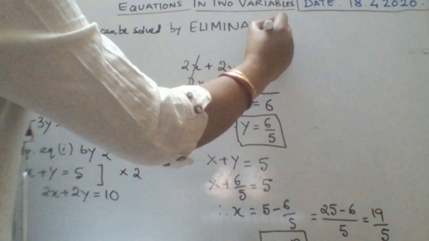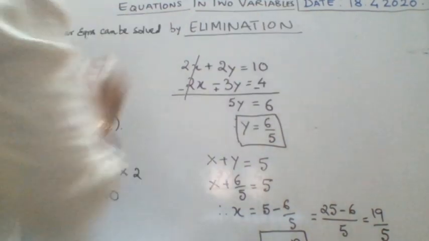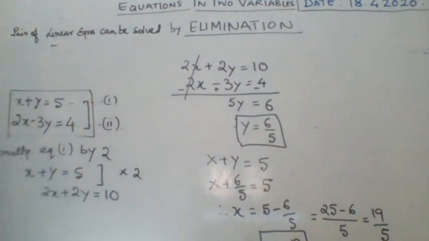Yesterday we have done substitution. Now today we are doing elimination. So elimination means removing. These are the two equations. Earlier we made the coefficient of y equal. Now we have made the coefficient of x equal. So for that we multiply equation number 1 by 2, because the coefficient of x is 2 here.